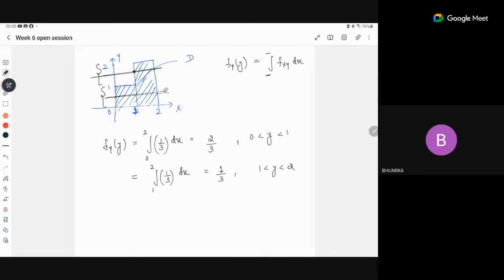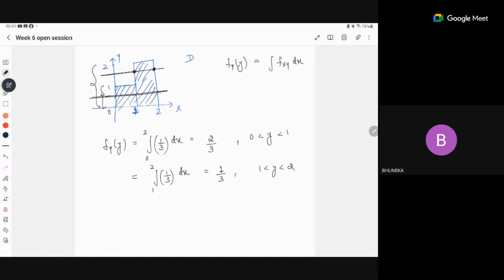So if I look at this figure, I can see that y lies between 0 to 2, right? Now for y lying between 0 to 1, my x is lying from 0 to 2. But if I consider y from 1 to 2, my x is between 1 to 2, right? This is x equal to 1, and this is x equal to 2, right?